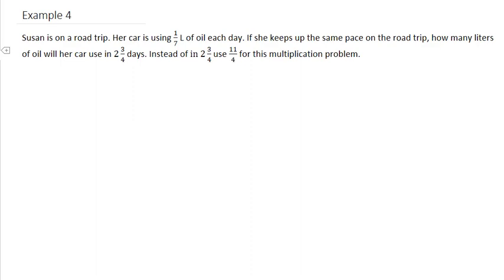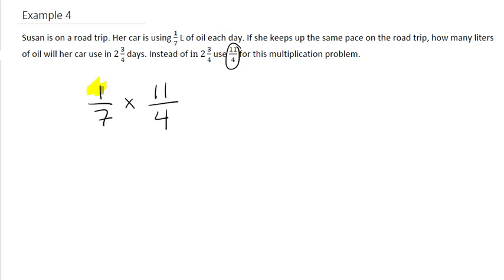Susan is on the road trip. Her car is using 1 over 7 liter of oil each day. If she keeps up the same pace on the road trip, how many liters of oil will her car use in 2 3/4 days? Instead of 2 3/4, let's use 11 over 4 for this multiplication problem. So we have 1/7, and then we're going to multiply it by this 11 over 4.